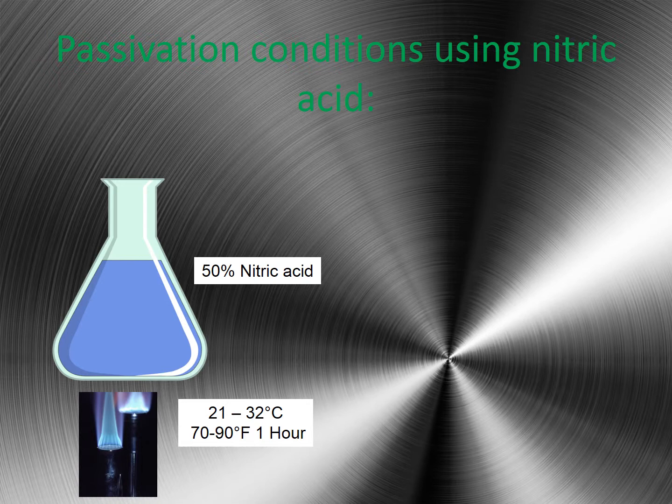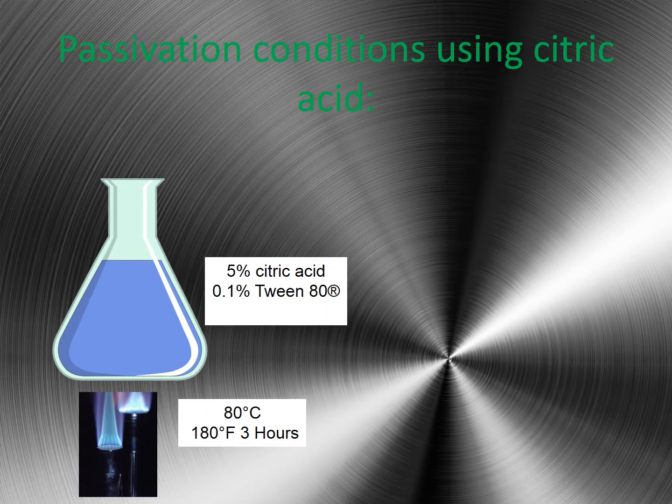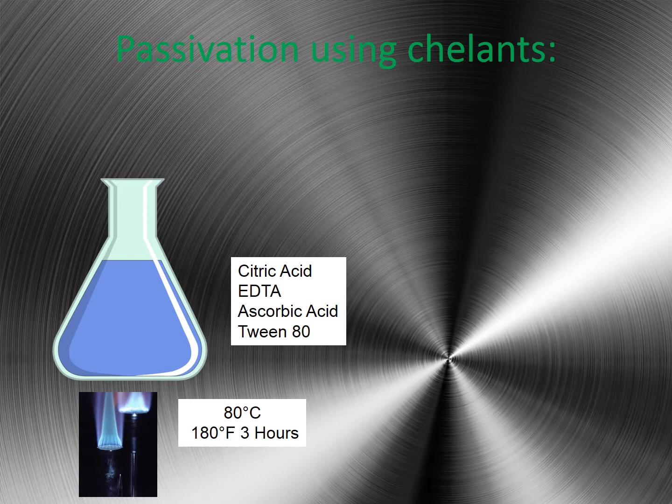We can passivate using 50% nitric acid solution at room temperature for an hour, or 5% citric acid solution plus a little bit of surfactant, 280, for 3 hours at 180 degrees F. Better results can be gotten using chelants. A typical chelant formulation will include molecules such as citric acid, EDTA, ascorbic acid, and 280. This must be held for 3 hours at 180 degrees F.